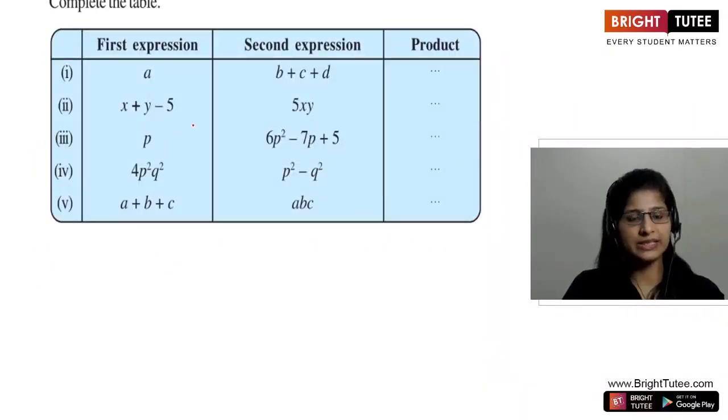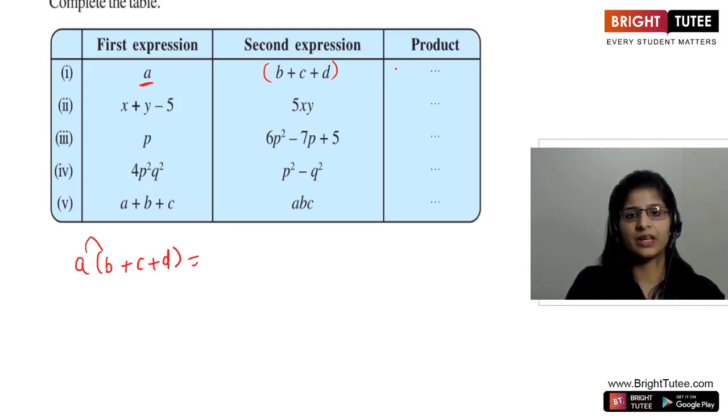Here there is one table given. We have to complete this table, first expression and second expression, and we have to write the product. So the first expression is a. We have to multiply it with b plus c plus d. So when a is multiplied with b plus c plus d, we will get ab plus ac, and plus ad. So this would be the answer.